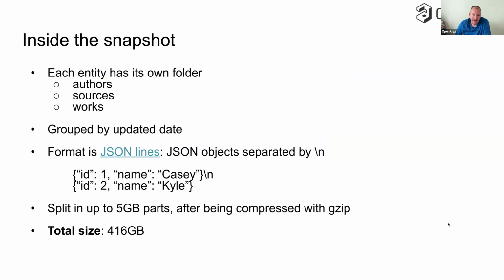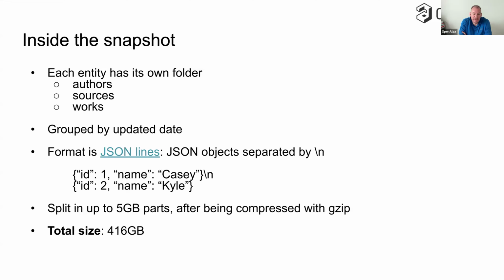So what's inside the snapshot? Really what you get, we'll show on the next slide, is every entity like authors, sources, works, has its own folder, and then there's folders within each entity grouped by updated date. So it's a good way to see the recent records that have been updated for a certain day.